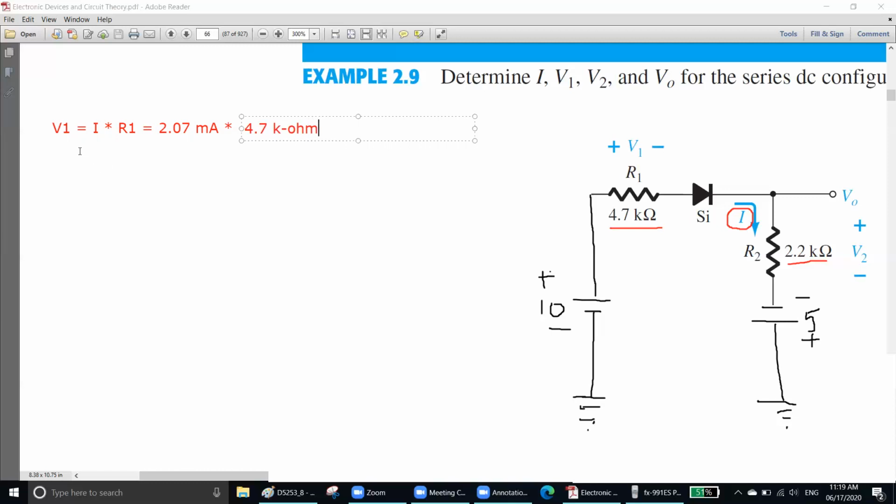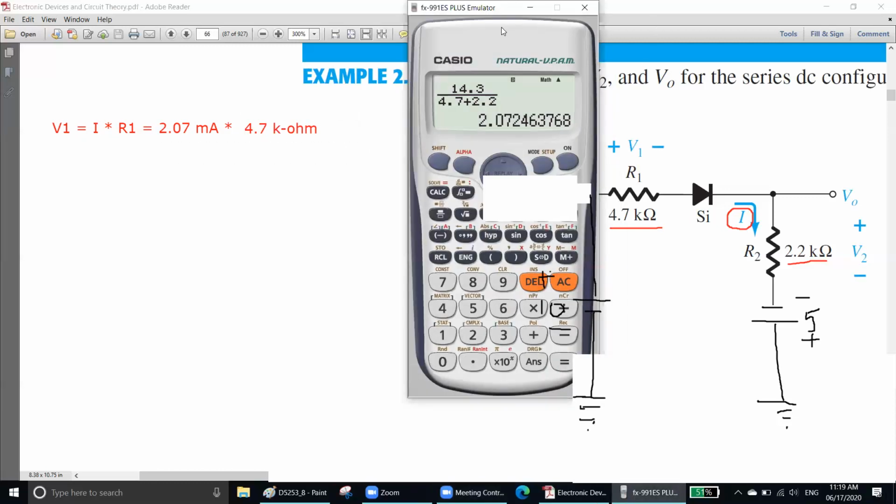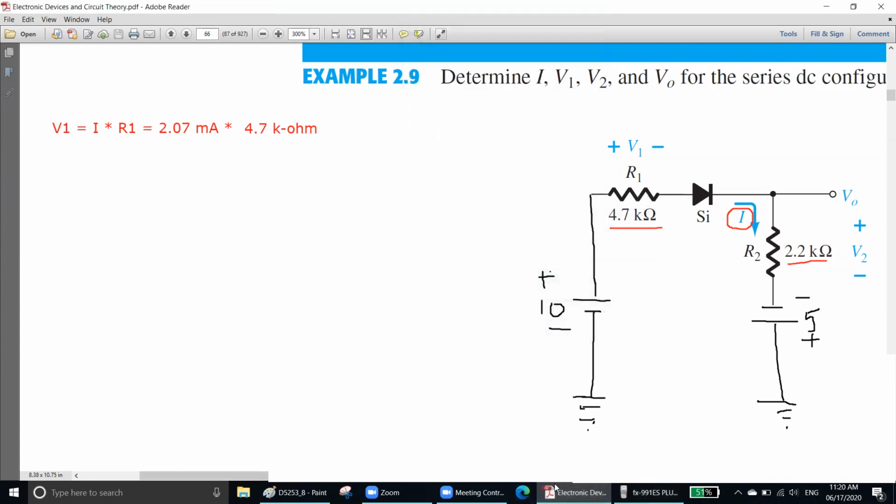Now the calculation will give us a value. Let's see what value it gives. 2.07 into 4.7. That gives us 9.729 or 9.73. So equal to 9.73 volt. That is our answer for V1.